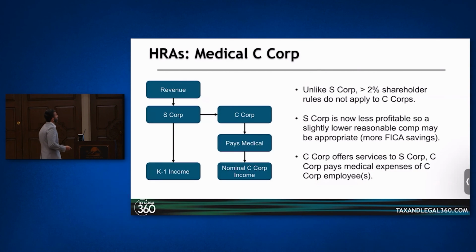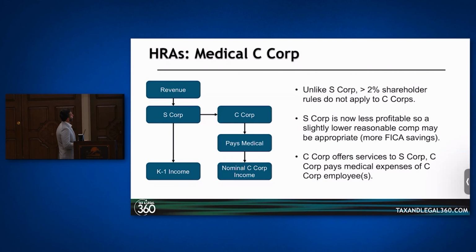Okay, so why does this strategy work? Unlike S corporations, greater than 2% shareholder rules do not apply to C corporations. That's why we run this through a C Corp and not through a partnership or a sole proprietorship, okay?